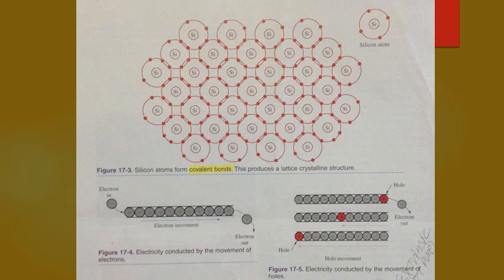In figure 17-5, bottom right of your screen, an electron is removed from one end of the conductor. This action leaves a hole where there should be an electron, but there's not.